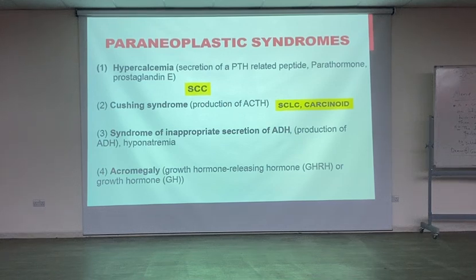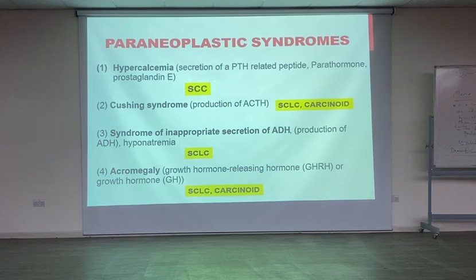Syndrome of inappropriate antidiuretic hormone, where you have increased production of the antidiuretic hormone, this will result in increase in the fluid retention and dilution of the sodium, فبالتالي بصير عند المريض hyponatremia, most commonly associated with small cell lung cancer. Acromegaly, due to the production of a growth hormone releasing hormone or the growth hormone itself, will result in features of acromegaly, enlargement of the body parts and other features, and this is strongly correlated with small cell lung cancer and carcinoid.